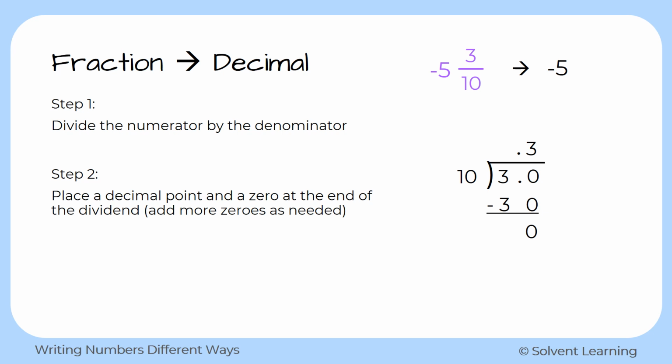And now notice that in our quotient we have 0.3. Well, now we're going to combine that 0.3 with the -5 that we had from our original mixed fraction. So now we have -5.3 as our final decimal answer.